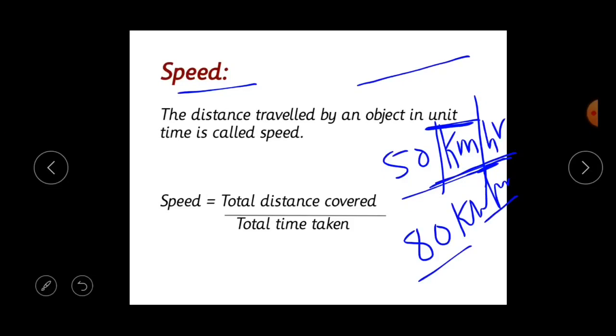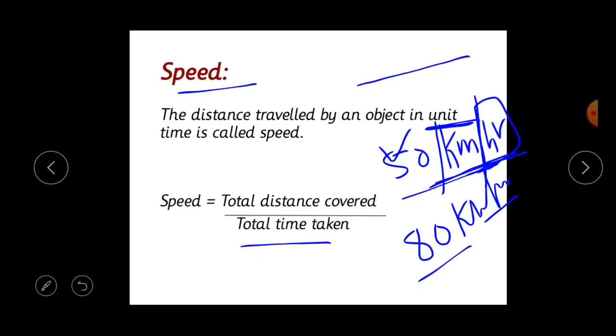A slow moving object is said to have a low speed, and a fast moving object is said to have a high speed, isn't it? So there is one formula to calculate the speed. That is total distance covered divided by total time taken. Total distance covered means this is 50 kilometers per hour. Here we are showing R, which means the total time taken.